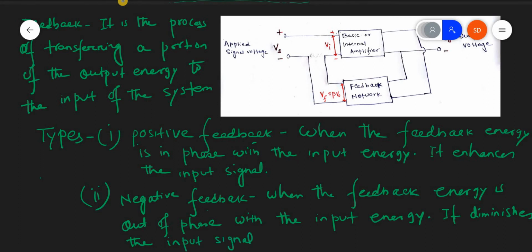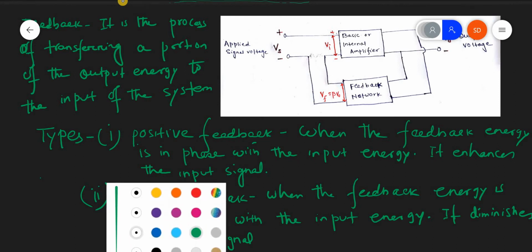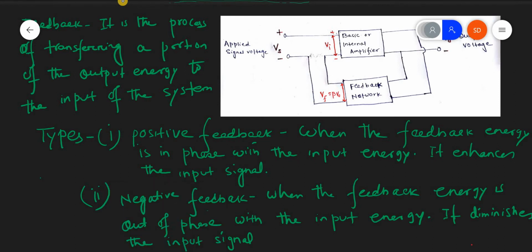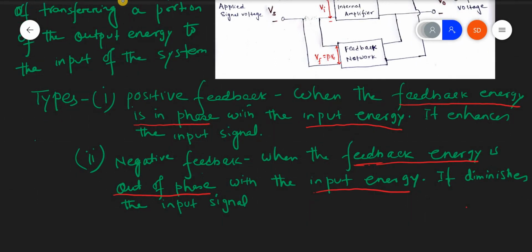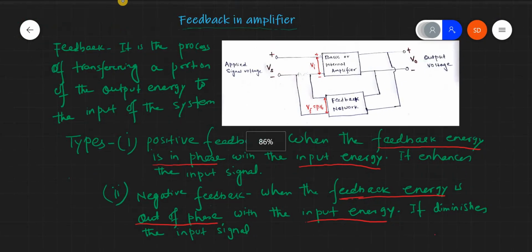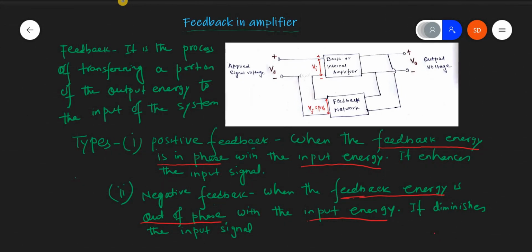So two things you need to keep in mind. In positive feedback, the feedback energy is in phase with the input energy, and in negative feedback, the feedback energy is out of phase with the input energy. Out of phase means 180-degree phase difference. In case of positive feedback, there is no phase difference. Now we'll see the diagram and the derivation of the feedback.